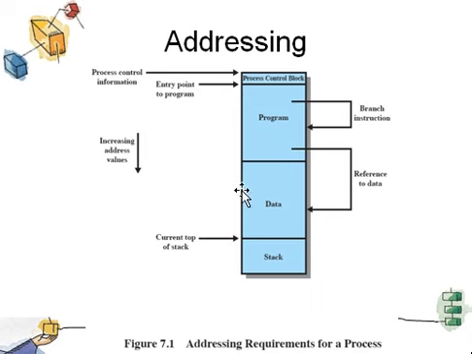Then there comes the next section, that is the program section. All of the executable code in the process is saved here. Then you have the data section, which is referenced to acquire the data required during execution. The addressing values increase from top to bottom. Then again we have a section called stack for temporarily holding values.